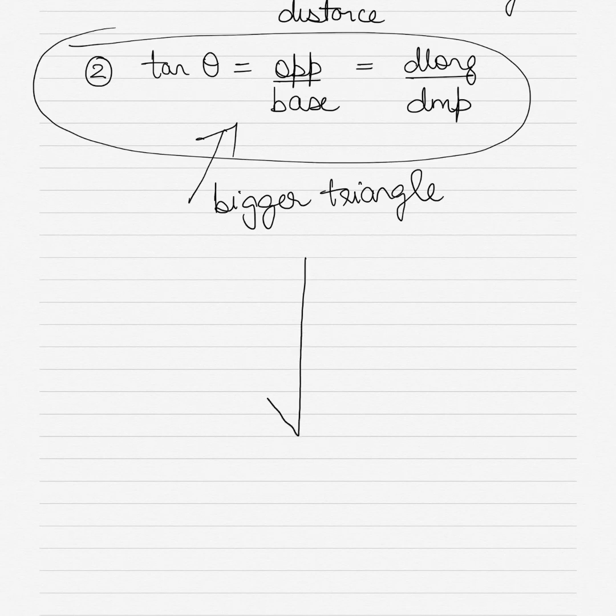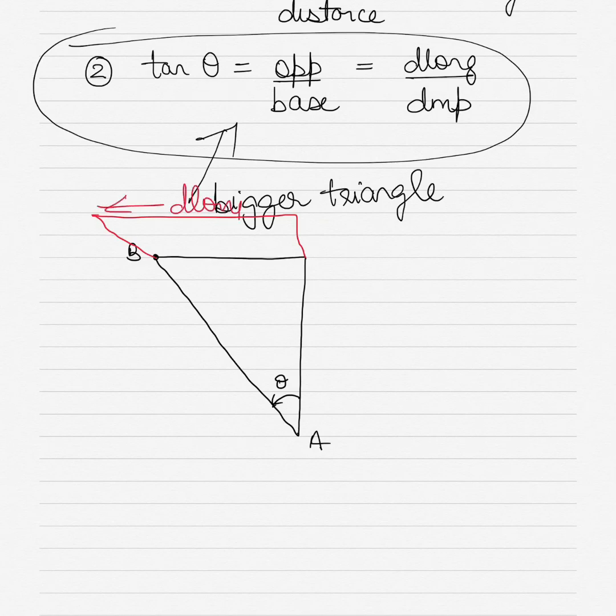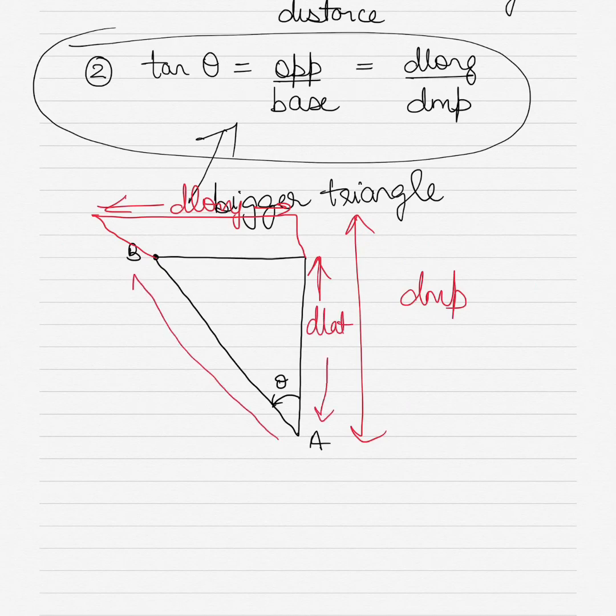Again, here you went northeast. Even if I go northwest, it doesn't matter. This is A, this is B, right? I will measure the course from northwest. I will extend this triangle further, make it a bigger triangle. This distance becomes d long, this distance becomes dmp. The smaller triangle remains the same. This is d lat, this is distance, and this is departure.